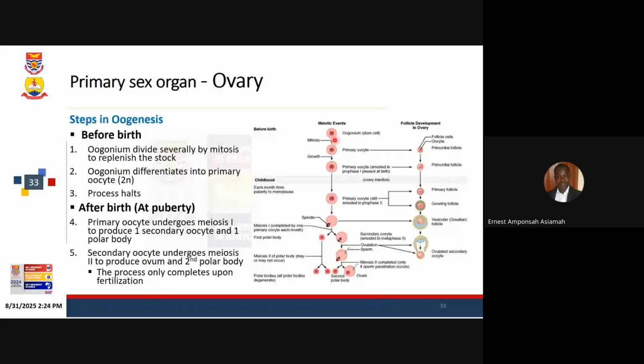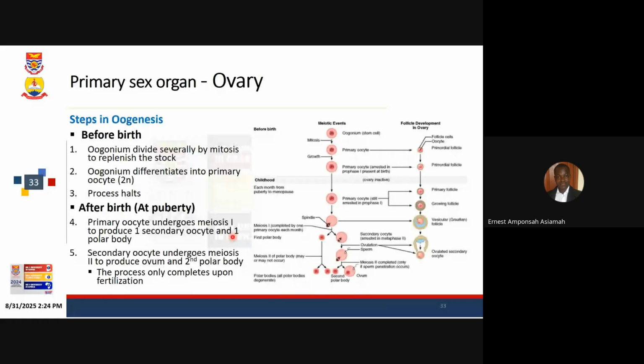Another thing: I'll repeat it. Before birth, we have the oogonium, and the oogonium will divide severally by mitosis. Okay, so it will replenish the stock, and the oogonium will also differentiate to give you the primary oocyte.